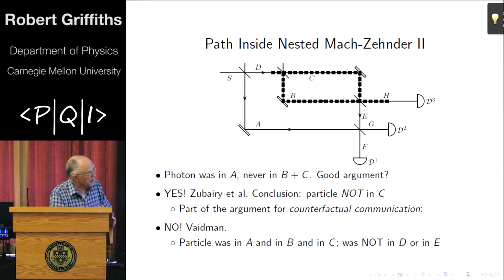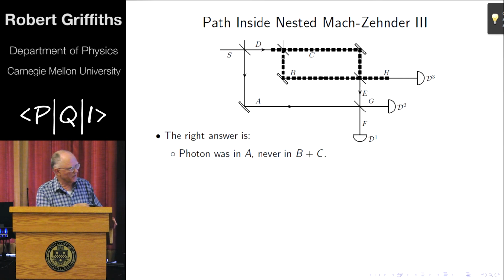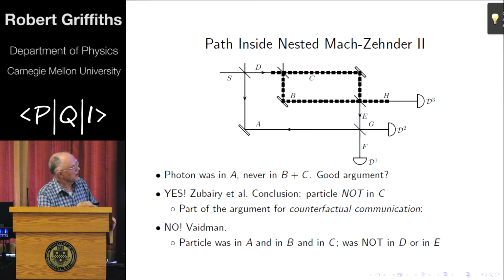Part of the argument to get there is he says, well, it was in A, so there was one detected in D1, which was in A, and therefore it was not in the B plus C system, and it was not in C. So that's a key part of his argument. So let me continue.